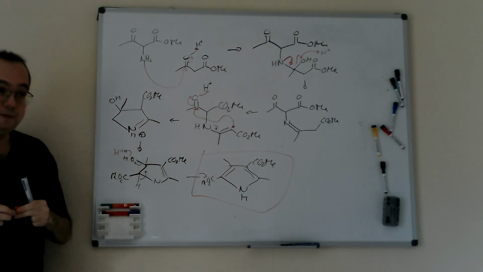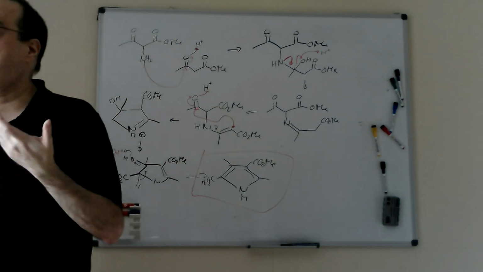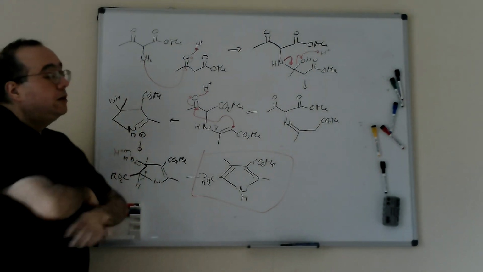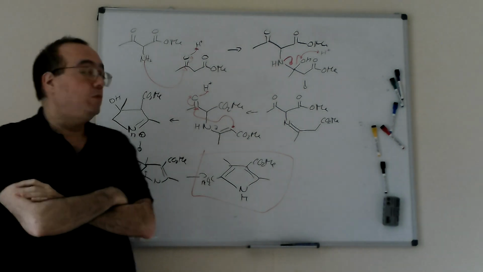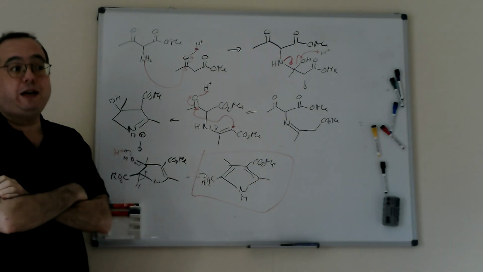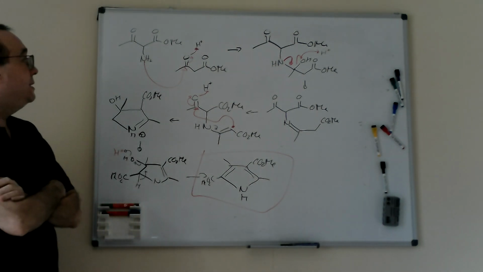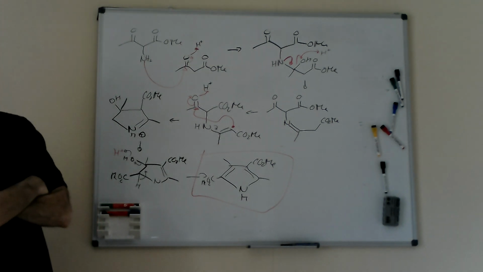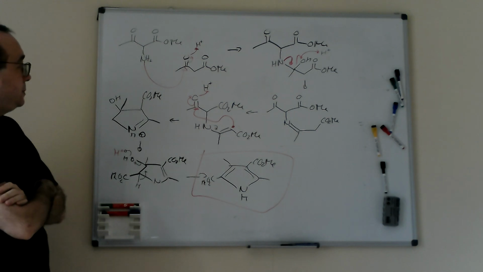Okay? What is important here, remember that to form a Knorr synthesis of a pyrrole, what we need is we start with a 1,3-ketoester. We have to do the amination in the middle of the ketoester and then react with another molecule of the ketoester. Okay?